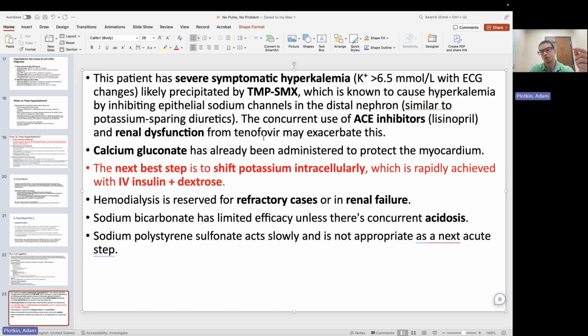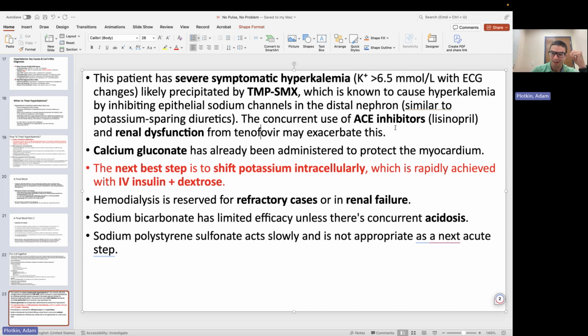So again, we started this new TMP-SMX because the patient had the indication of a CD4 count less than 200. We need to have prophylaxis against pneumocystis, right? This TMP-SMX is also prophylaxis if the CD4 count is less than 100, and that would be for toxoplasmosis. So we started the TMP-SMX. The TMP can block the ENaC channels, less sodium reabsorption, and then less potassium excretion. So now the potassium builds up, up, and up.